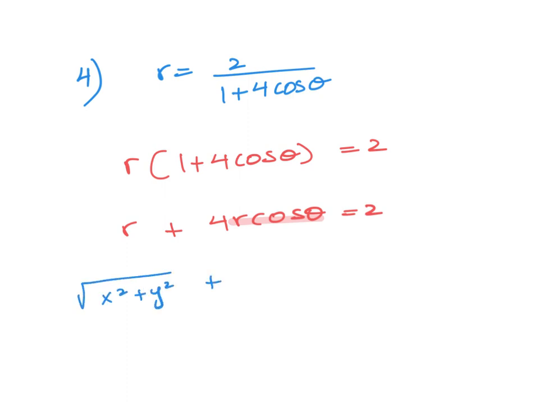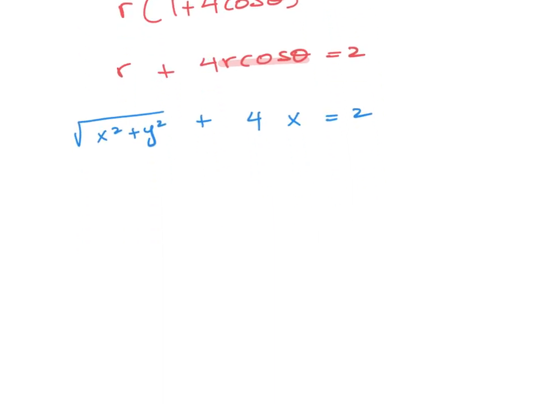Plus 4, what is r cosine theta? x. And then is equal to 2. Now, I don't really need to keep it like that because you'll see most of those, when you change them, you're going to get a hyperbola equation or an ellipse equation or circle equation. So this does not look like an ellipse. So let's fix it. Move the 4x to the other side.